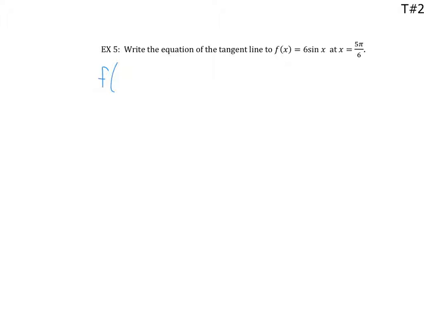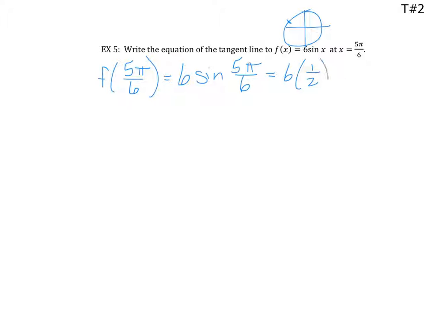All right, I'm going to start with f of 5 pi over 6. I get my point first because I need a point and a slope. So that's really 6 sine of 5 pi over 6. If your unit circle has escaped you, you need to get him back because you have to make sure that you remember the unit circle. So 5 pi over 6 is right here. So the sine of that is going to be 1/2. So this would be 3. So my point is 5 pi over 6, comma 3. So I've gotten my y-coordinate.